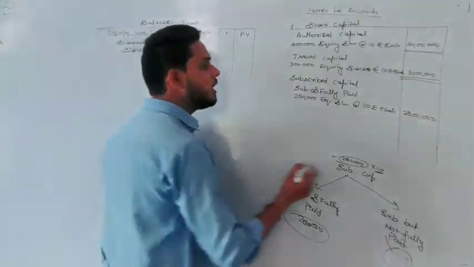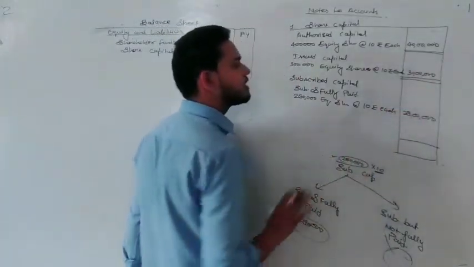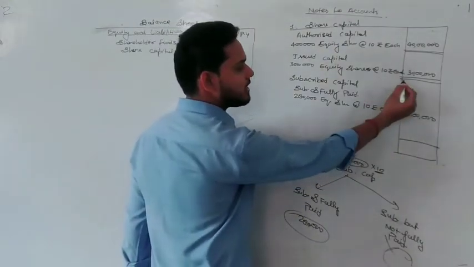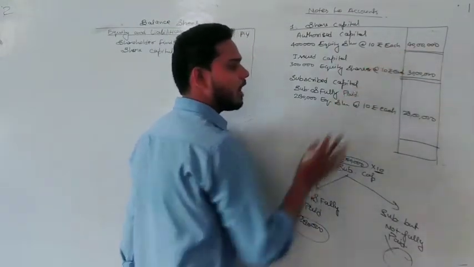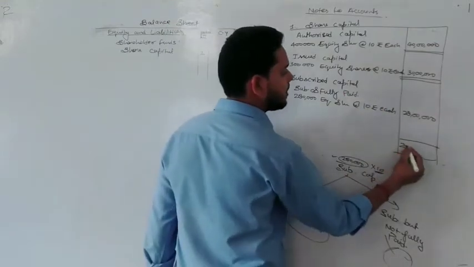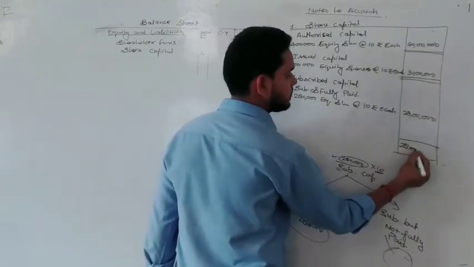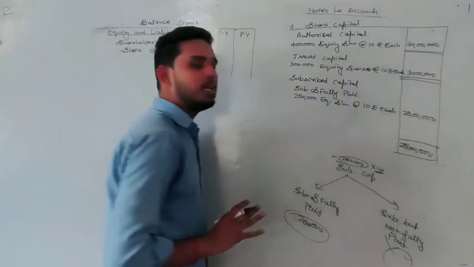So everything is done. Now we will total this column. If you see, there is a double line above, so that means we don't need to total the upper side and the total will be 28 lakh only. Now you know what your paid up capital is.